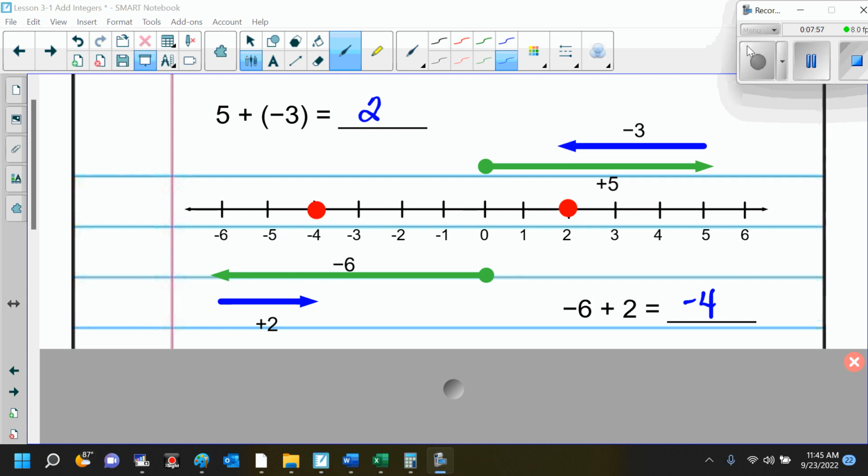What do you notice about the actual math here? If I'm looking at this 5 plus negative 3, I'm going to ask you, how do I get that 2 from a 5 and a 3? You just subtract. So 5 minus 3 is 2. Is everybody clear with that?